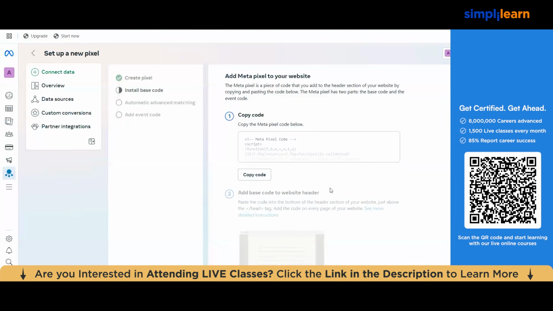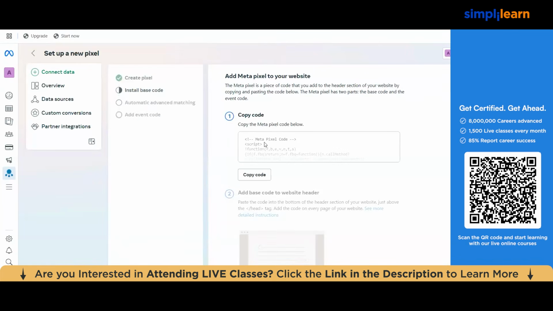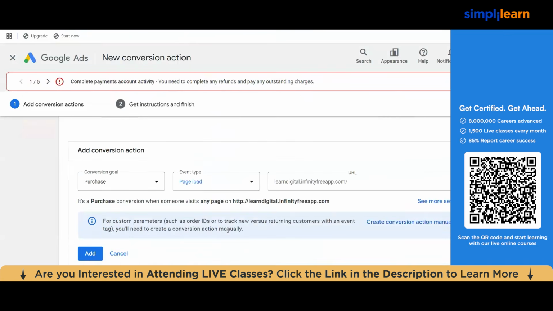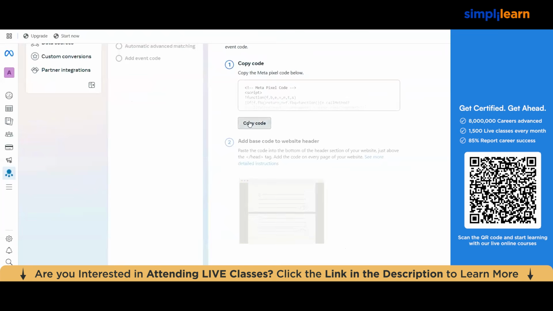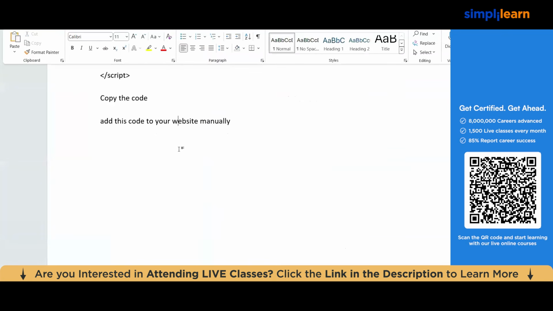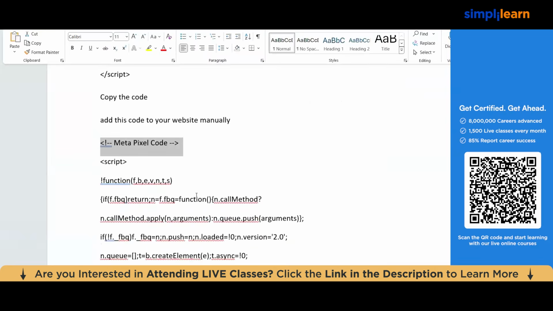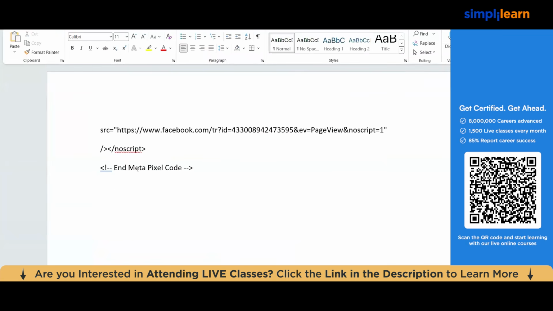So I'll install the code manually. Similar to what we did in Google, you get something like this: copy this code. Here is the Meta Pixel code, and there we got the Google Pixel code. So again, you have to copy the code. Once you copy it, I can show you how it looks when I paste it. See, much like the Google code, it's a Meta Pixel code. Similarly to how the Google Pixel code is, this is the start and end of the Meta Pixel code.